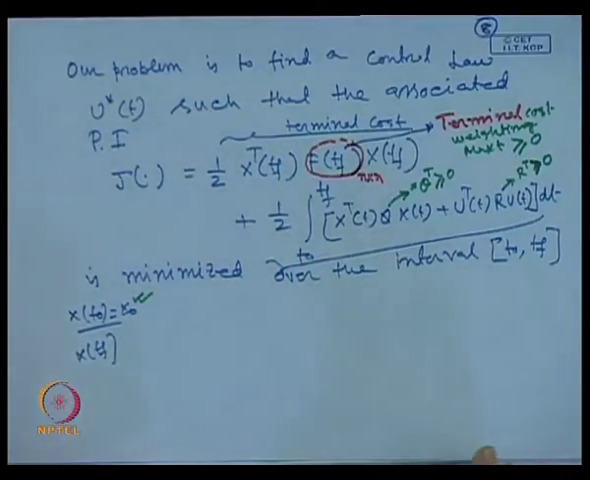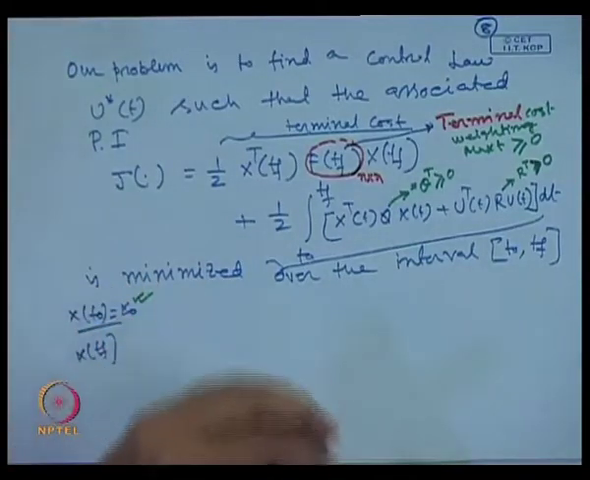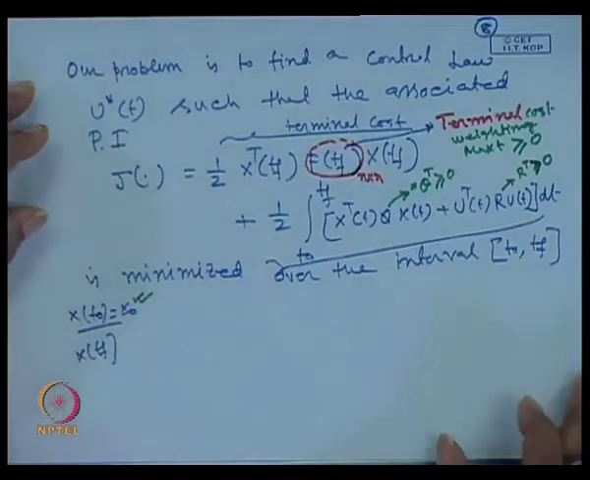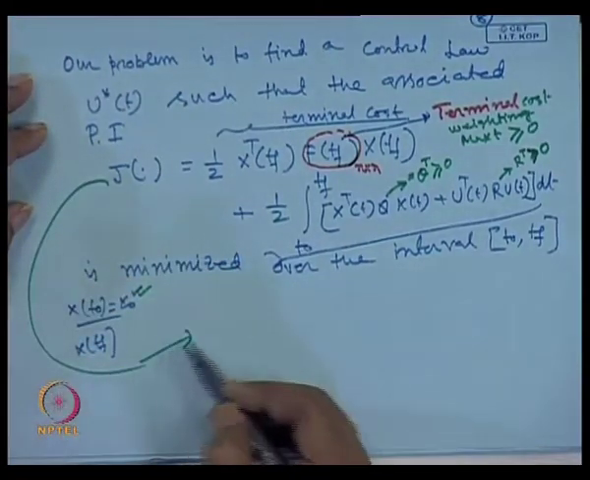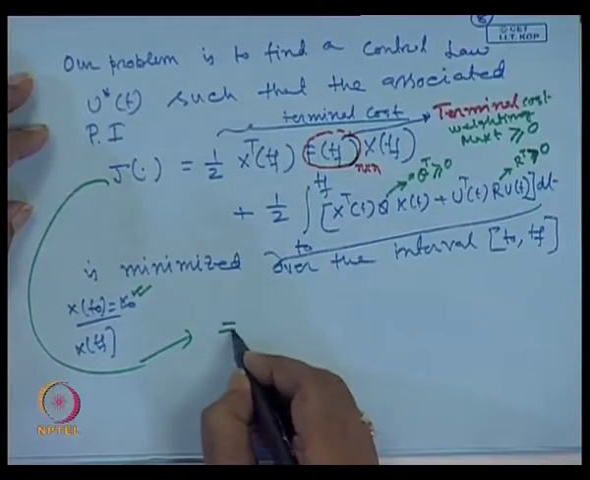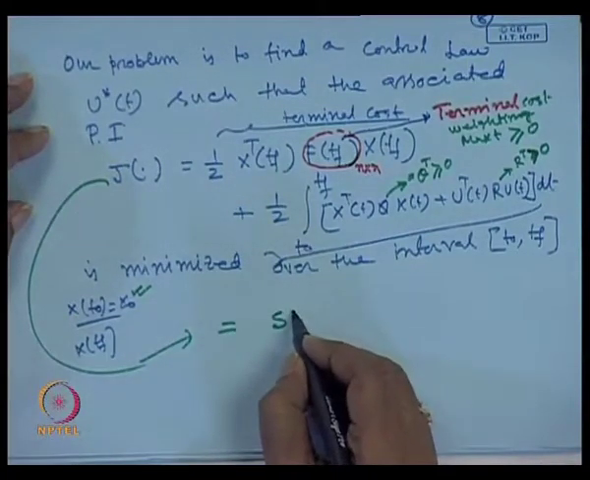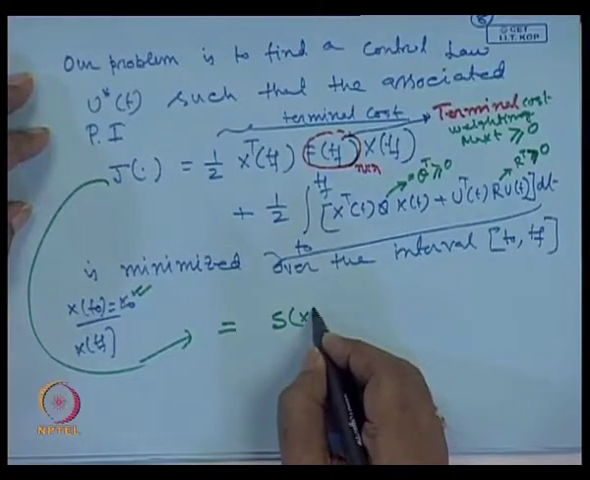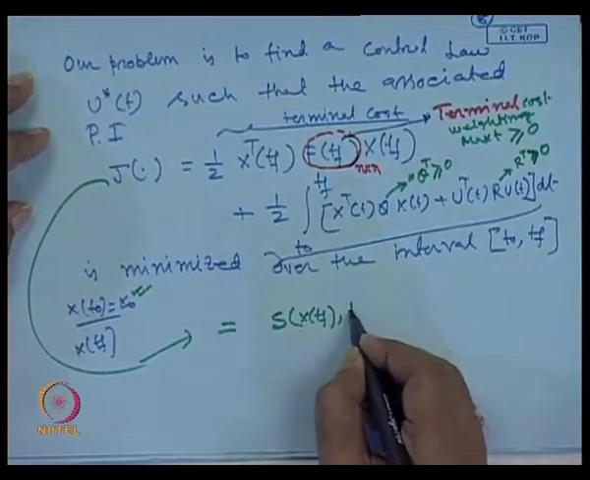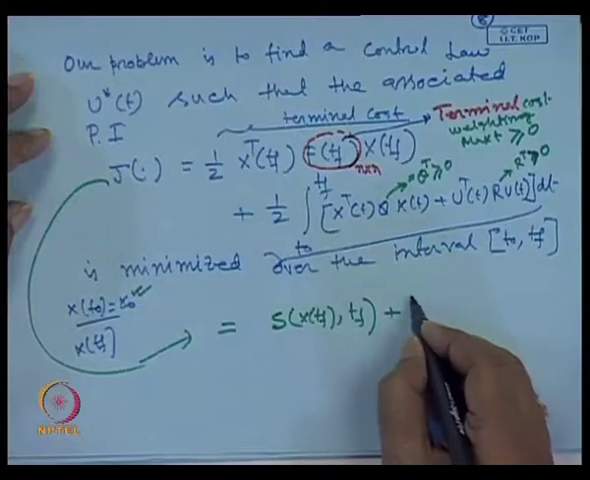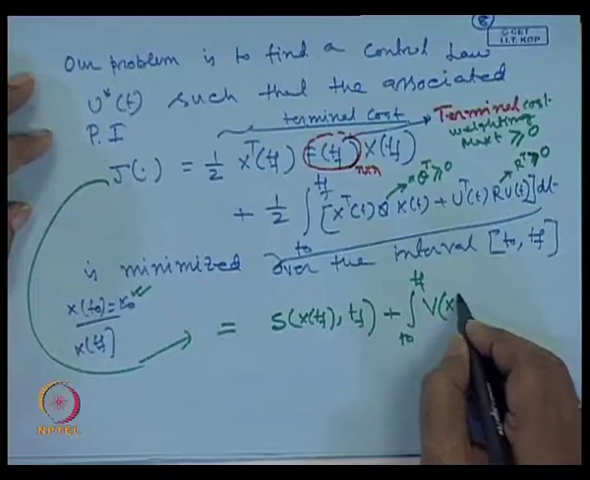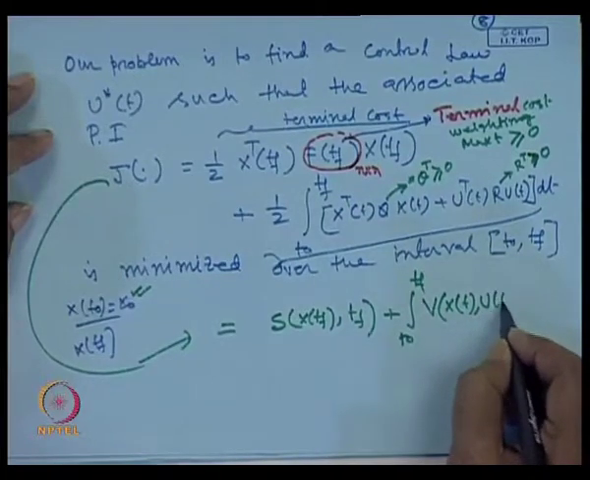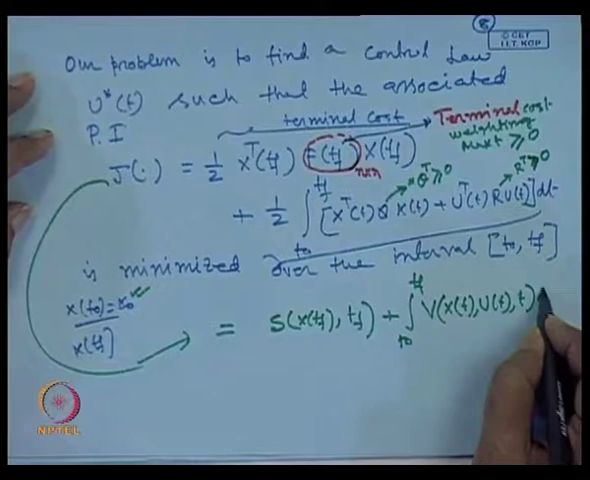So, this is called the finite time regulator problem. Within a finite time, the state should reach near the origin. If you see, this is equivalent to our original statement of the problem: S of x(tf), tf, plus the integral from t0 to tf of the integrand in x(t), u(t), t.